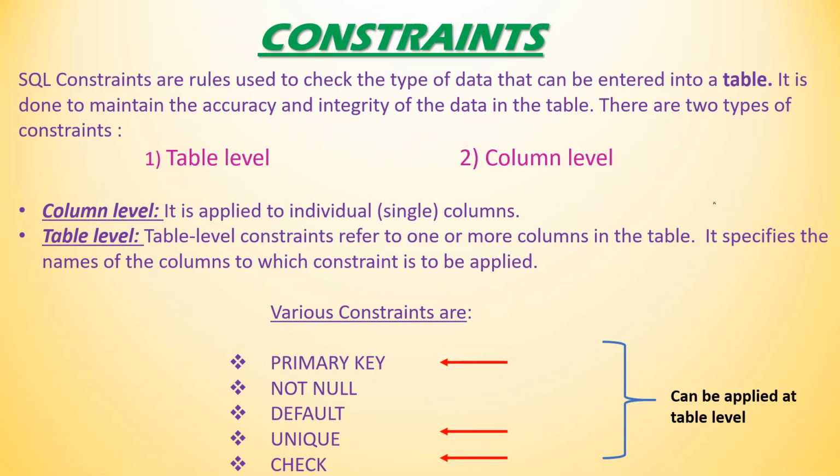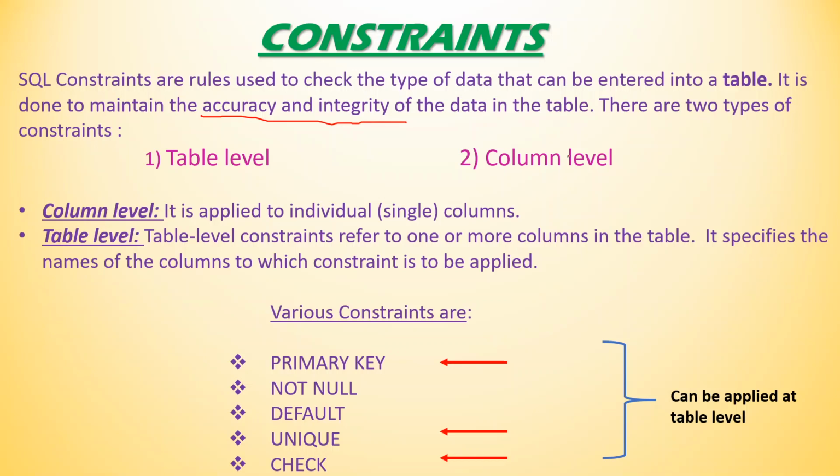Next is constraints. What are constraints? Whenever we create a table, we can follow few rules so that the data entered in the table is always correct. To maintain the accuracy and integrity of the table in the database, we can apply constraints to the create command. Whenever we create a table, we can apply constraints. Constraints are restrictions which we can apply on the table so that only correct data goes into the table.